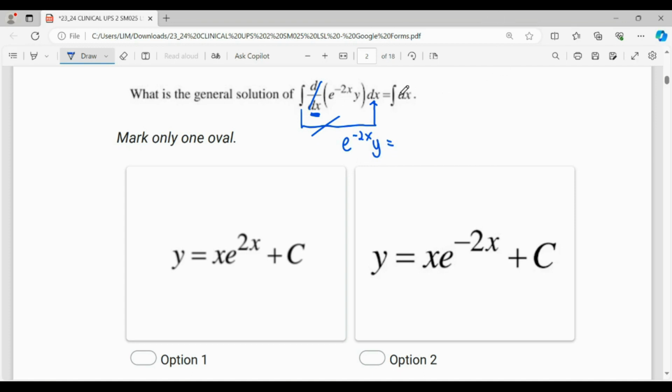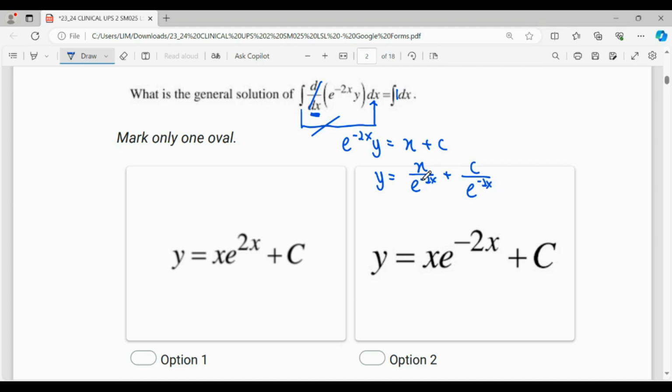Then the right hand side, integrate. Here we have a constant with respect to x, so the integral is x. So y will be divided by e^(-2x), and together c is also divided by e^(-2x).